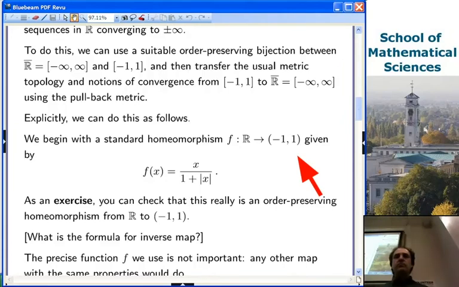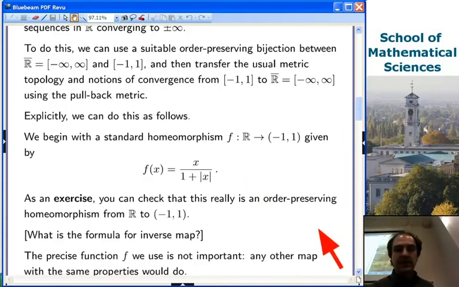Now, I'm leaving it to you as a little exercise to find the formula for the inverse map, to make sure it really is 1 to 1. You can check the order preserving as well. And there's a homeomorphism. Well, once you've found the formula for the inverse map, you just have to observe that that's continuous as well. This one's obviously continuous. You can find a formula for the inverse map, which is also continuous. Then you'll know it's a bijection. The order preserving is quite easy, and so on.